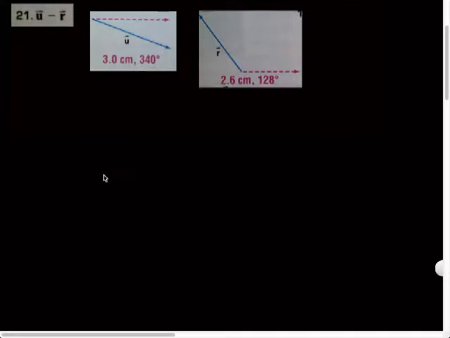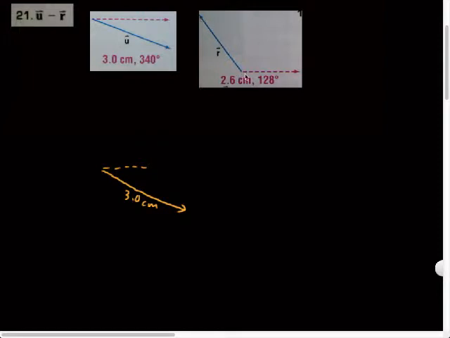Here's vector u, and we're going to use the tip to tail method. Here's vector u, at 340 degrees this way, or 20 degrees that way if you think about it. This is roughly 3.0 centimeters. Now if I want to subtract vector r from that, so here's vector r.